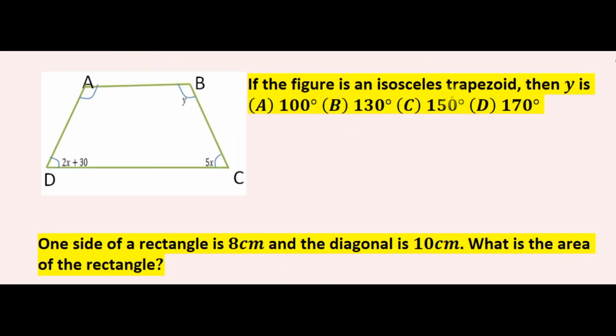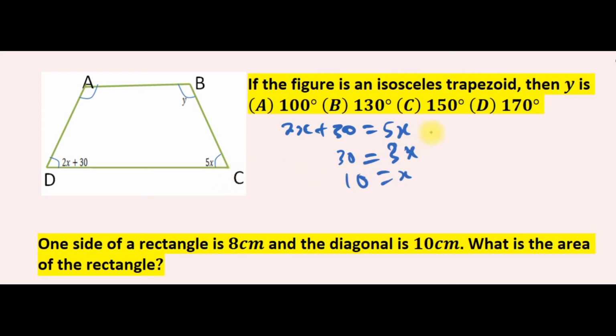If the figure is an isosceles trapezoid, then y is dash. The main characteristic of an isosceles trapezoid is that the base angles are congruent. See the base angles. So I'm saying that the base angles are congruent, meaning 2x plus 30 must be equal to 5x. So 5x minus 2x is 3x. Here is 30. Therefore, x is 10.